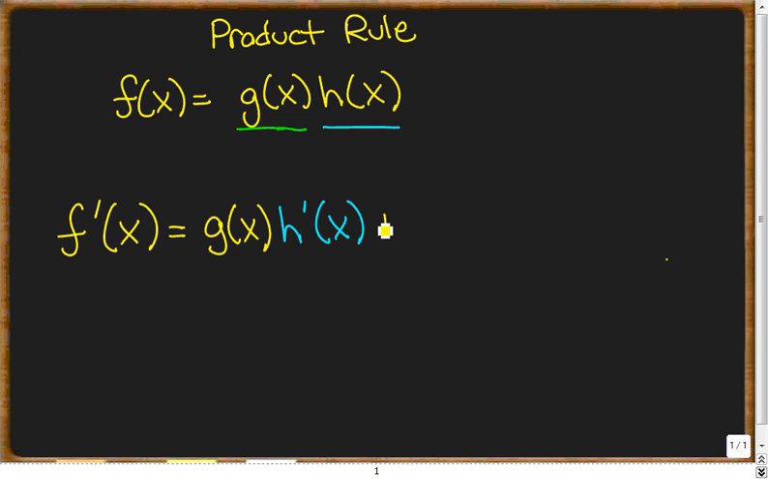You then always add your second function, which we called h of x, times the derivative of our first function, which is g prime of x. Okay, so it's a combination of each of the functions from the product by the derivative of the other function, and we have to add them together.